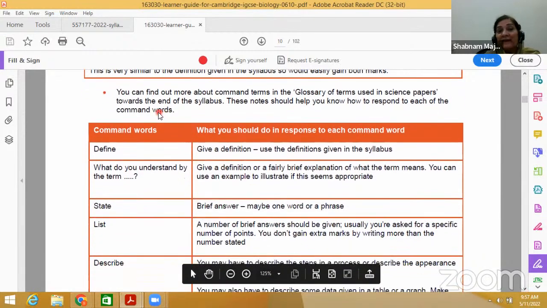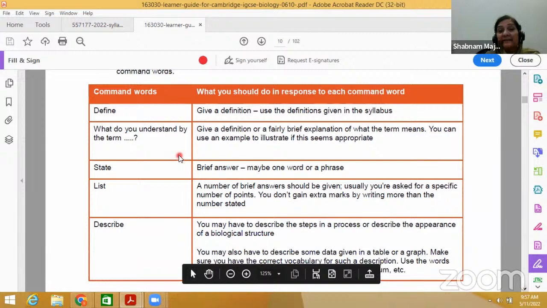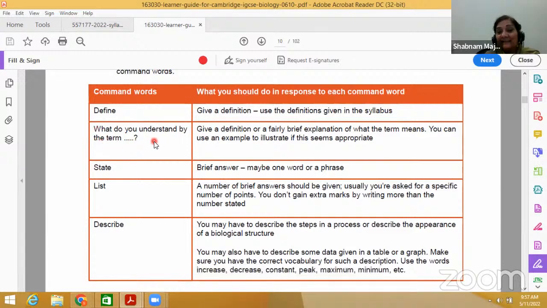Now, you can find out more about command terms. These are the command terms. Number 1, define: give a definition, use the definition given in the syllabus. What do you understand by the term? Give a definition or fairly brief explanation of what the term means. You can use an example to illustrate this term if appropriate. Depending on the marks given, you can even illustrate it using appropriate examples.